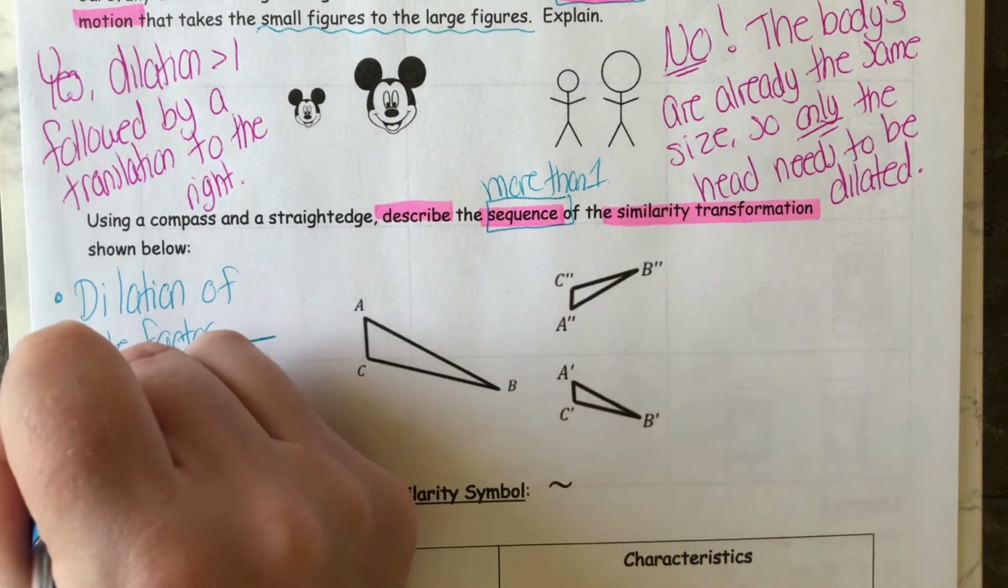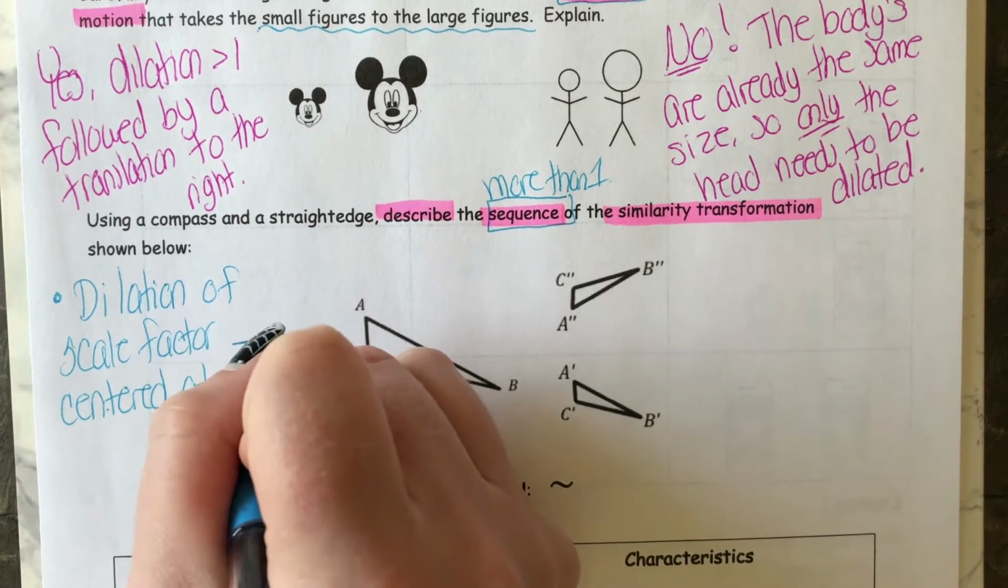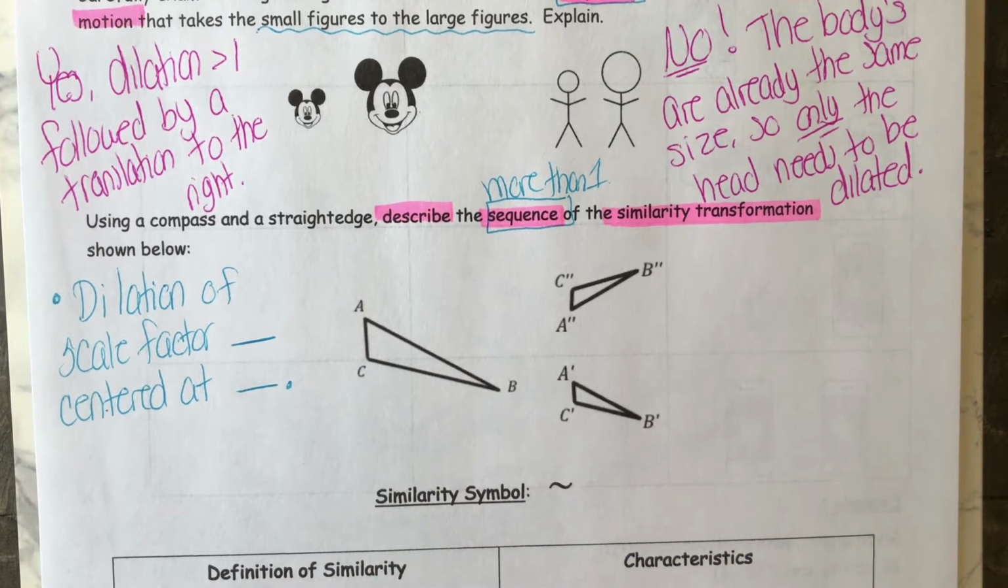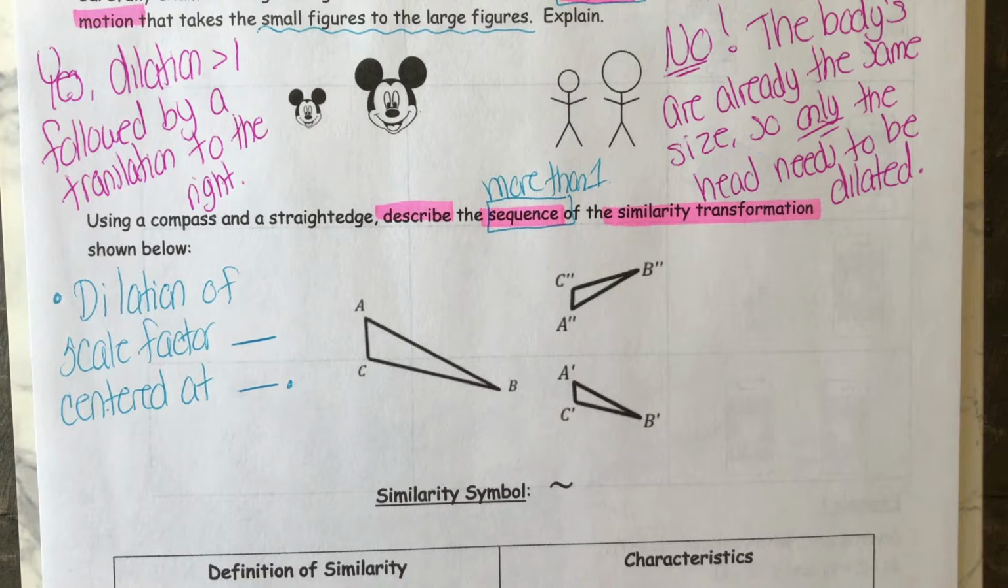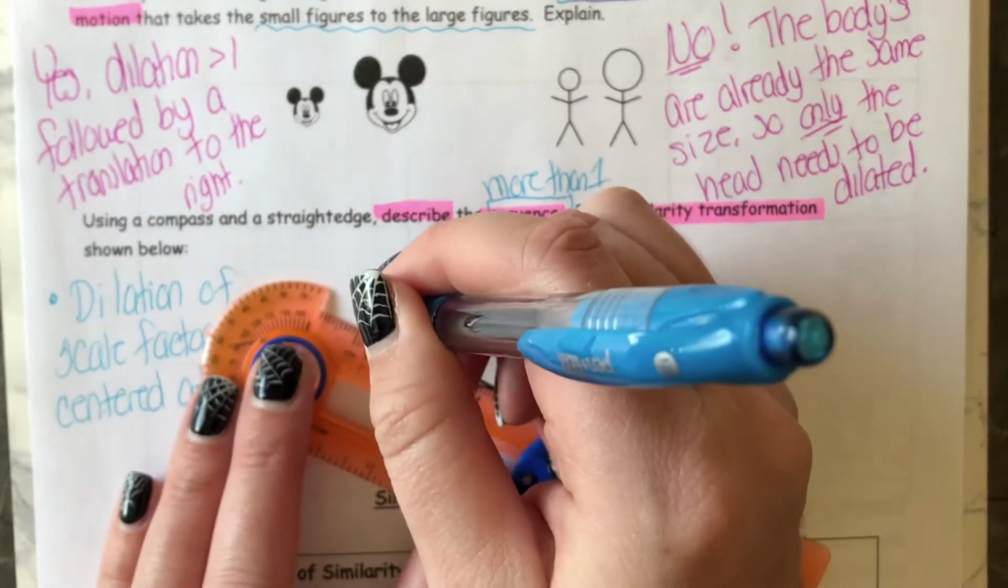And I'm also going to write centered at, and then again, I'm going to put another blank because I don't really know where the center is just yet. All right, I'm just setting myself up here so I know I don't leave anything out. Well, if you remember back to Unit 7, when you don't know where the center of dilation is, you just connect corresponding vertices, and where they cross would be the center. So I'm going to connect A and A prime because I know that those correspond.